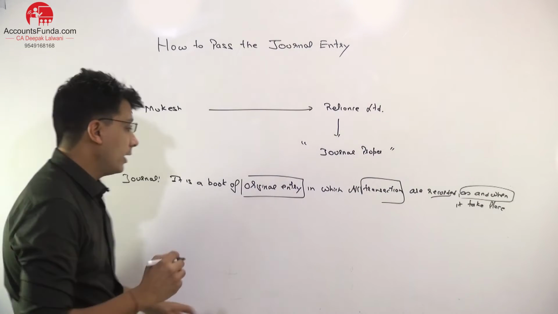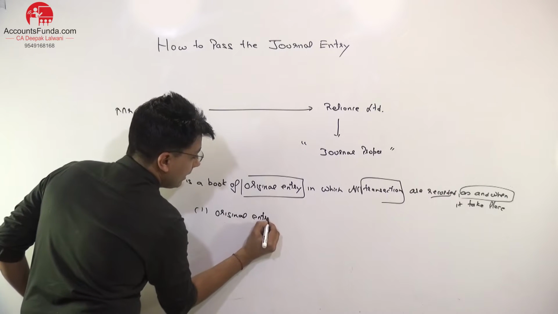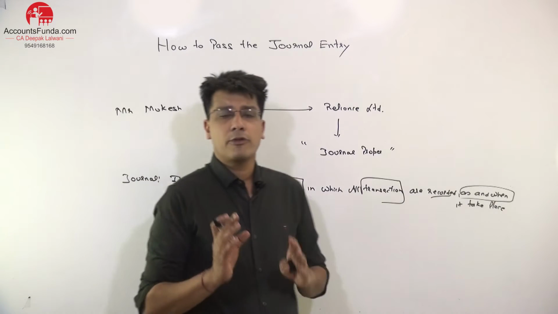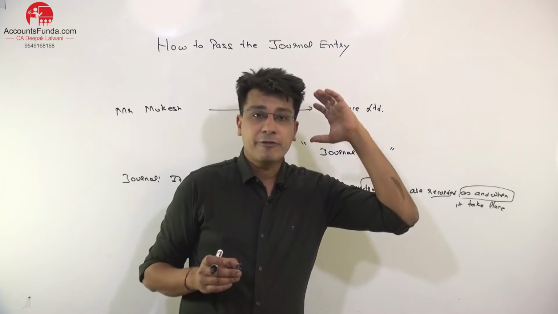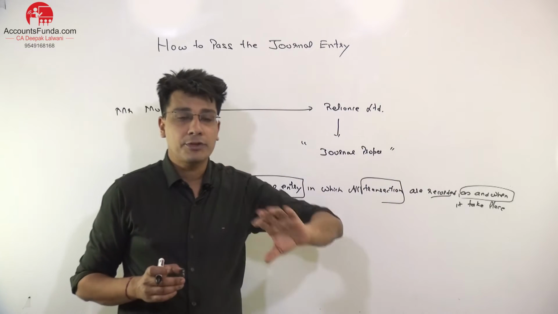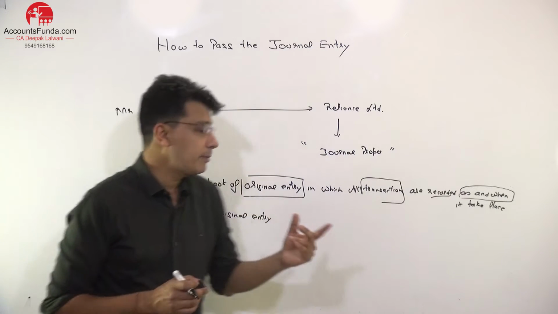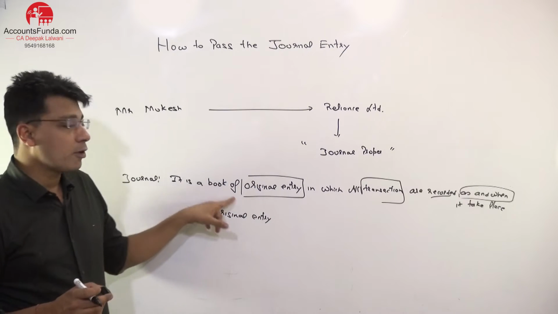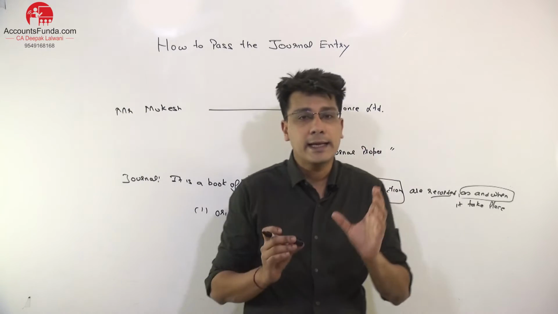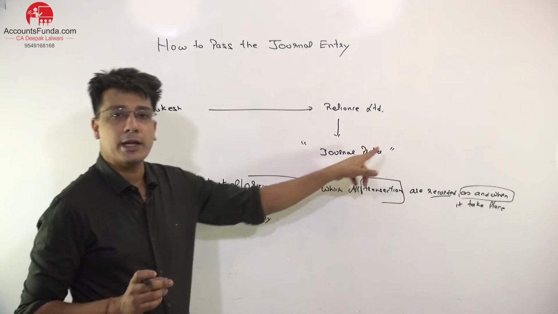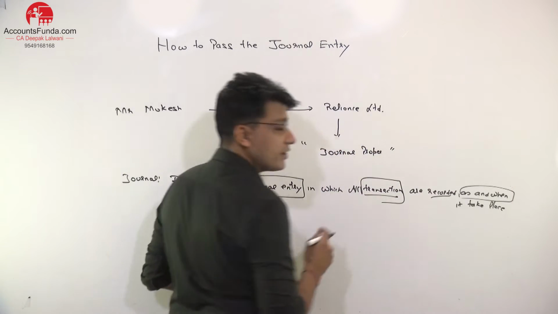I will break it up into three parts. First, it is a book of original entry. What do we mean by the book of original entry? By this, we mean as and when a transaction takes place in the company, the first time the company records the transaction in a book, that book is known as the journal. So it is a book of original entry. Suppose Reliance has bought a certain building, so the building entry will be recorded in the journal. It's a book of original entry in which all the transactions are recorded.